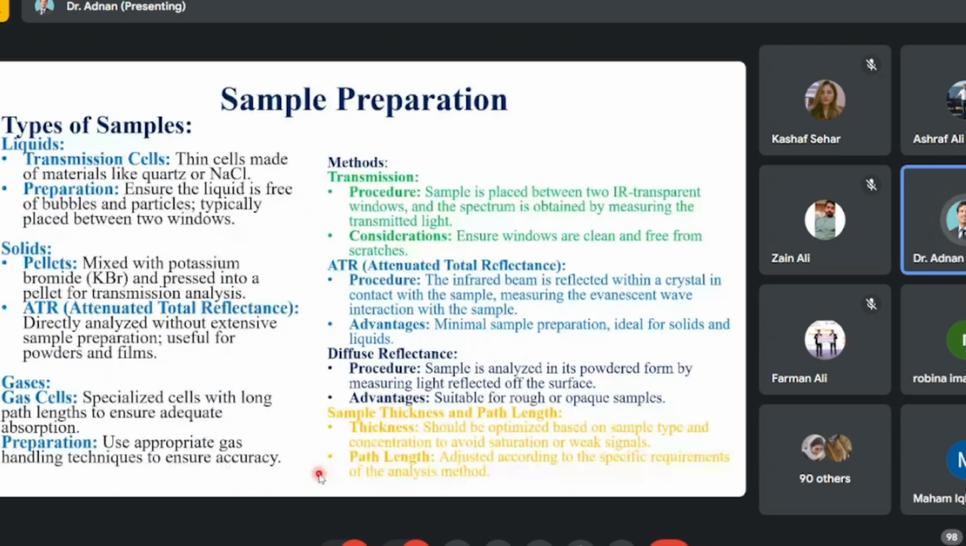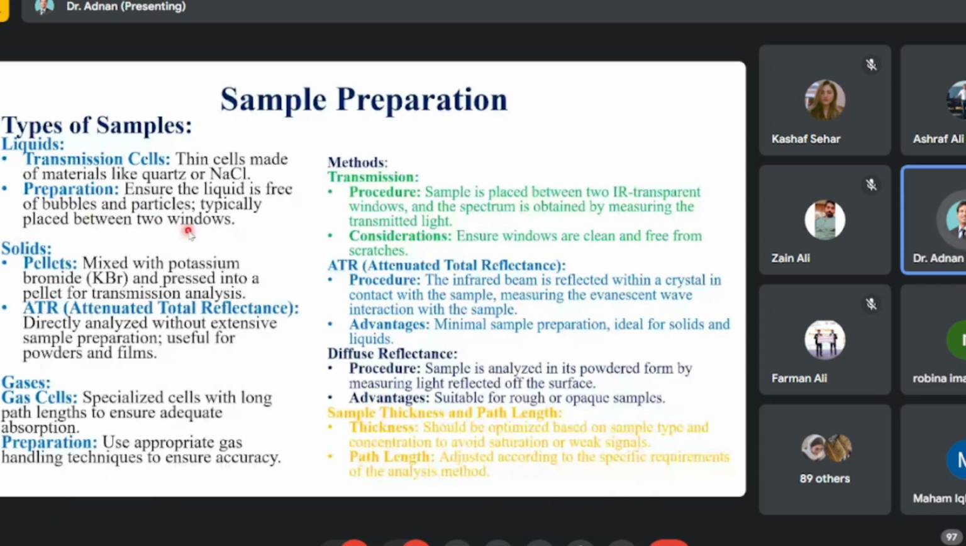This slide is for those who are working with FTIR themselves. For liquid samples, if you are using transmission cells, then use cells made of materials like quartz or sodium chloride, like the ones I showed you with the spectrophotometer. Then how to prepare? Ensure the liquid is free of bubbles and particles, typically placed between two windows.